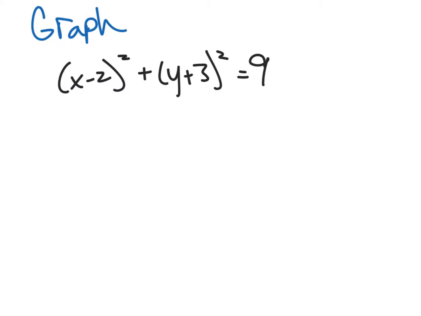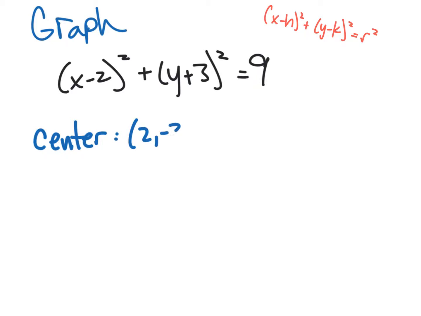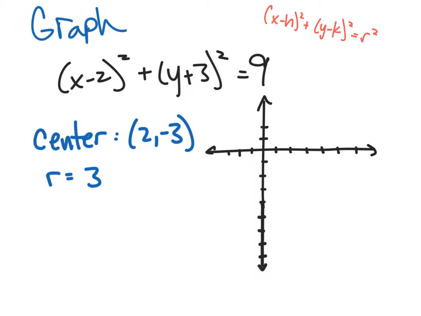And so let's graph x minus 2 squared plus y plus 3 squared equals 9. So keeping the standard form in mind, we can see that this has a center at 2, negative 3, and a radius equal to 3, since this is r squared. So let's graph that. All right, so this circle has a center at 2, negative 3, and from there I can just go up and down 3 in each direction because that's my radius, connect them, and now I've got my circle. And there you have it, we graphed a circle.